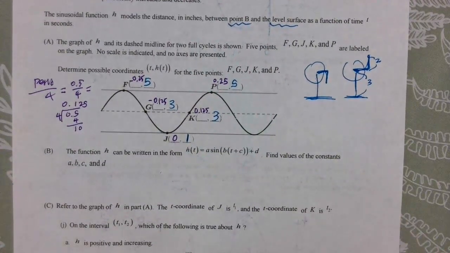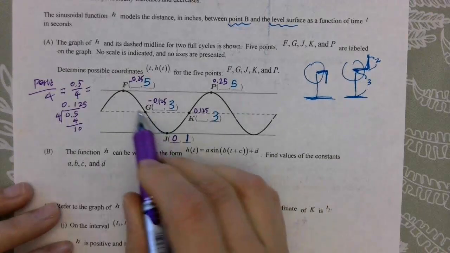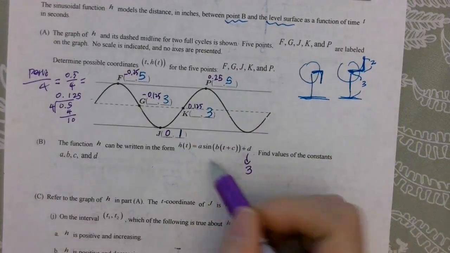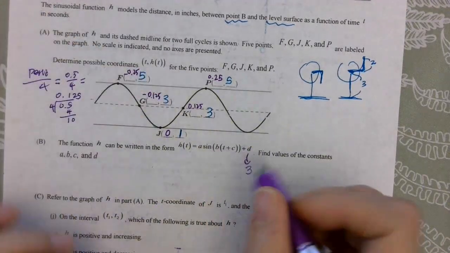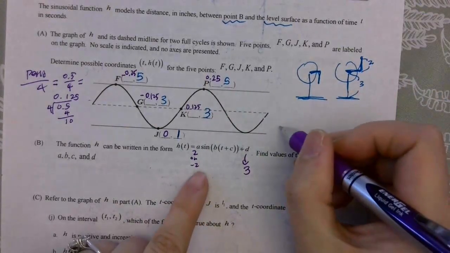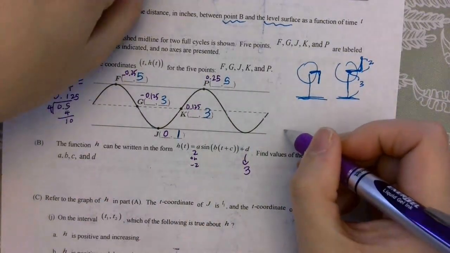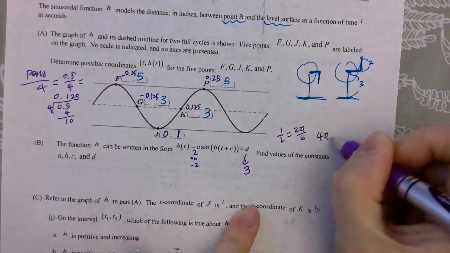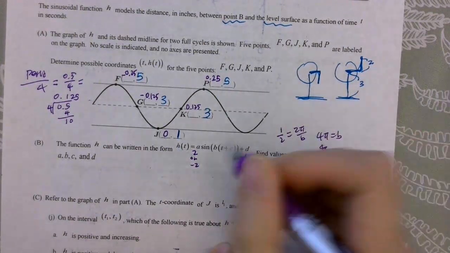All right, now let's find the a, b, c, and d values. D is the midline at 3. A is the amplitude. The distance from 3 to 5 is 2 or -2. I'm going to show you both options. The period was half. That is 2 pi over b, so 4 pi is b.